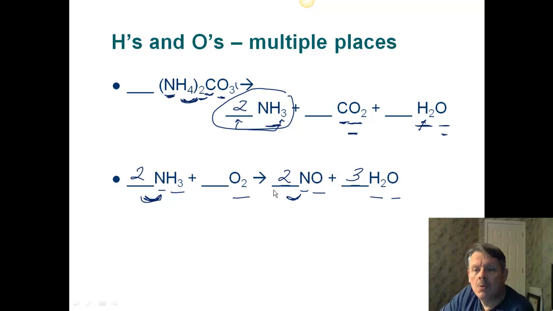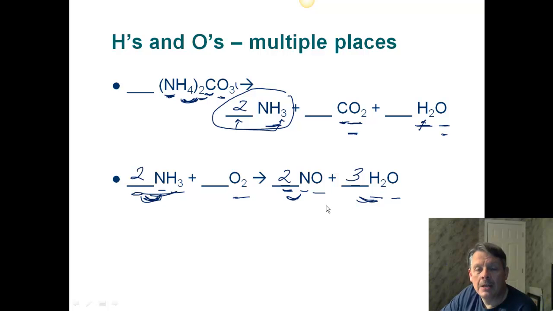So now what do I have? I have a total of 2 nitrogens and 2 nitrogens, and I've got 6 hydrogens, and I've got 6 hydrogens, and I've got 2 oxygens on the left, and I've got 2, 3, 4, 5. Oh, yuck. Now what do I do?